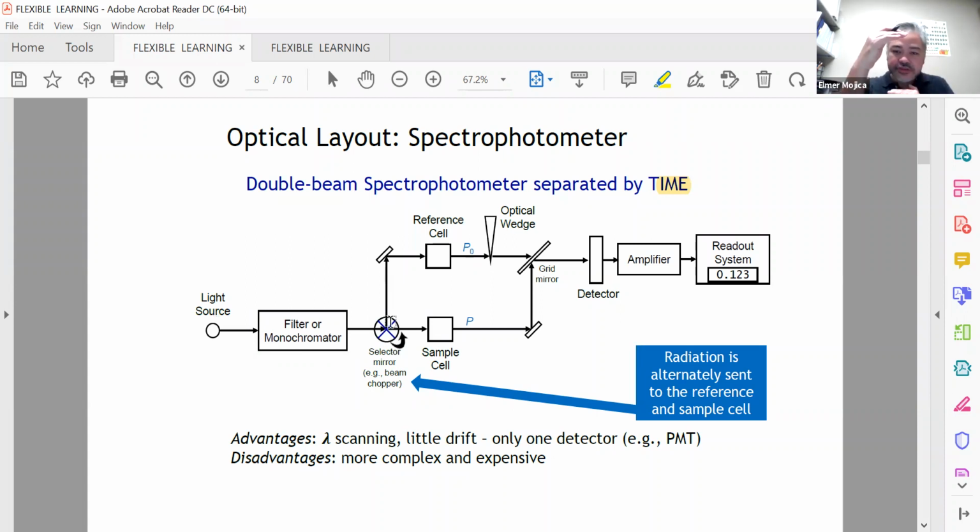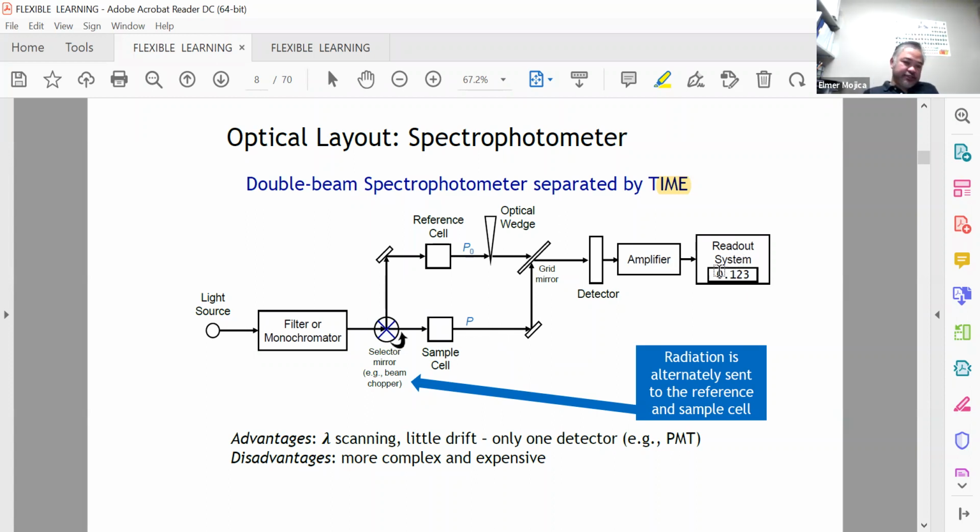So it's just like going to the reference cell and then going to what we call the sample cell. And when that happens, you're going to have another beam that will connect the signal that you get from the sample cell and mix it with the one coming from the reference cell. And then it will be detected by one detector, and then amplified for you to be able to read in the readout system.